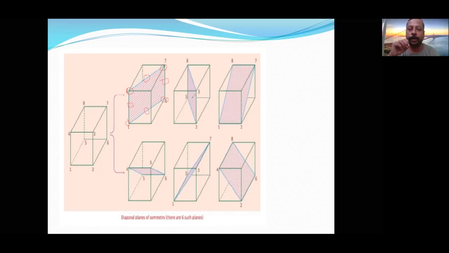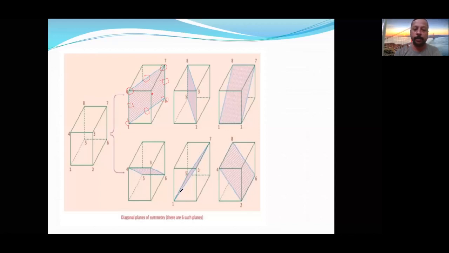So very, very clearly you should understand. Each diagonal plane of symmetry is passing through four corners, two edge centers and two face centers, and one more point also there. What is that? That is the body center. This is the body center. Is it understood?